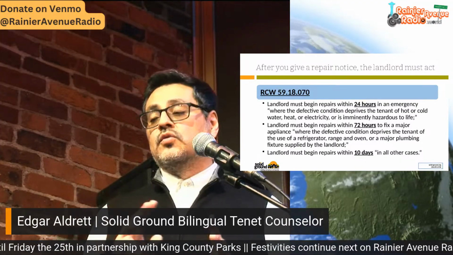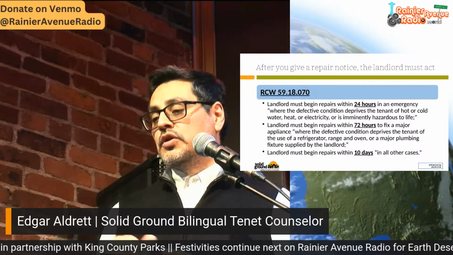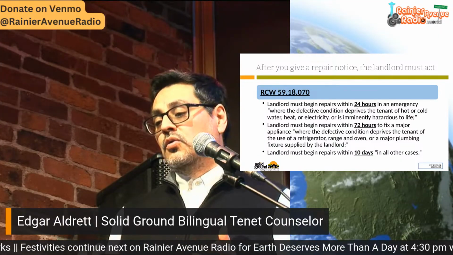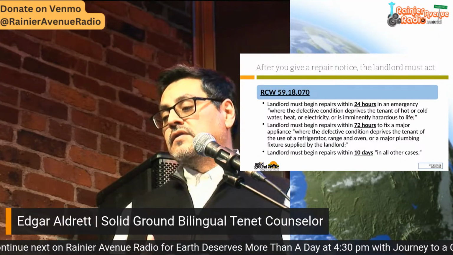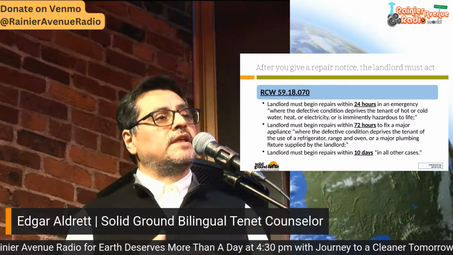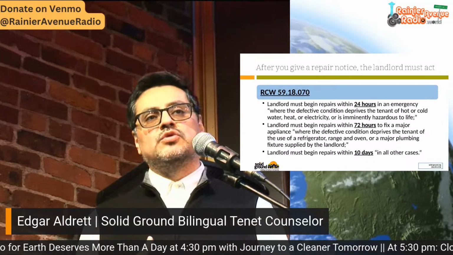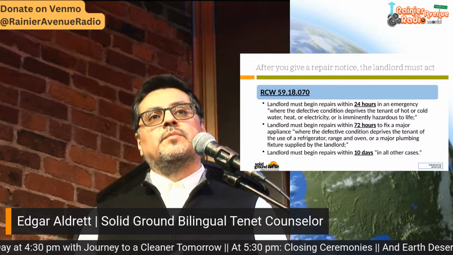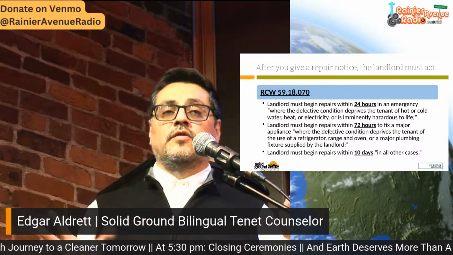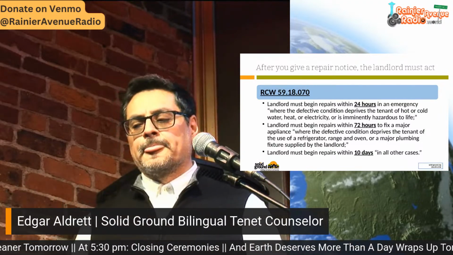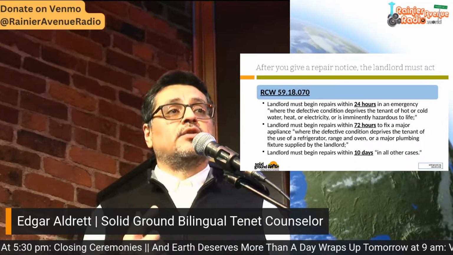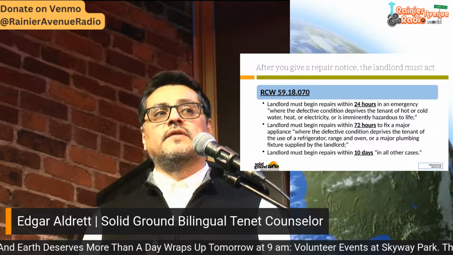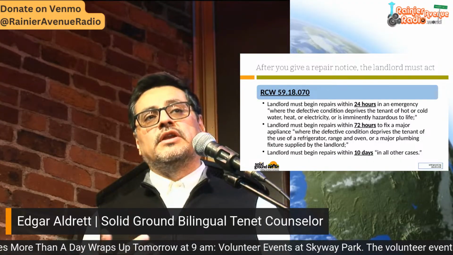And looking at this 3-tier system, you can see for 24 hours, if the tenant is deprived of hot or cold water, electricity, heat, or the issue is imminently hazardous to the life of the inhabitant, usually a biohazard leak that's occurring or a heavy leak that's coming in supposedly from the pipes, the walls, or the foundation, the landlord has 24 hours to respond. I mean, technically it's an emergency, but they do have to respond with remedial action.